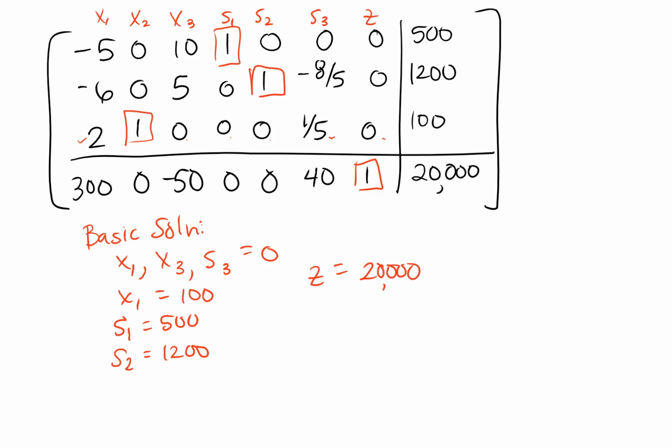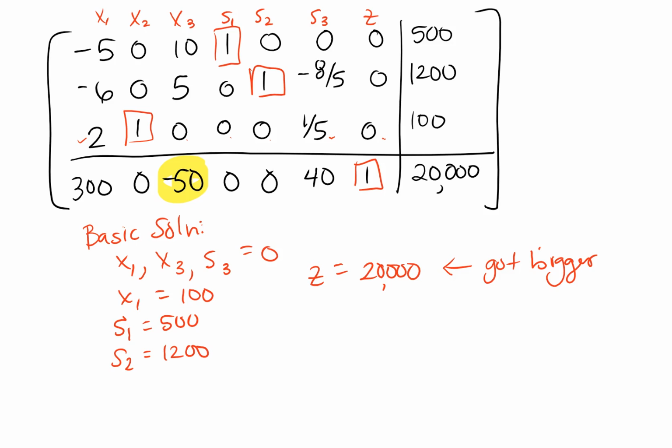Now, notice this is a different point, right? So this is a different corner of our feasible region, and the Z value got bigger. And that's because our original solution was not the maximum. So now, how do we know if we're at a maximum or not? Well, that's determined by the bottom row. If there are any negative terms in the bottom row, then you're not at the maximum. So you have to pivot again. And so we have a negative term in the bottom row, so we're going to have to pivot.